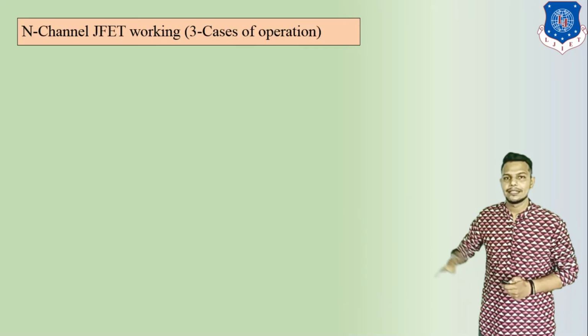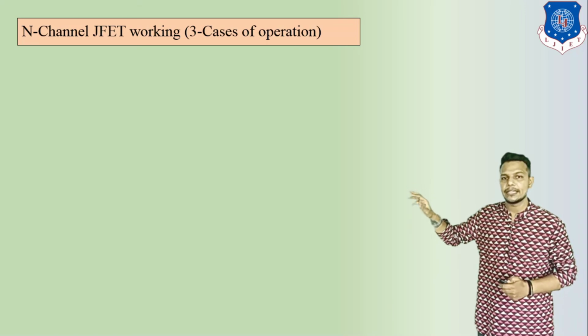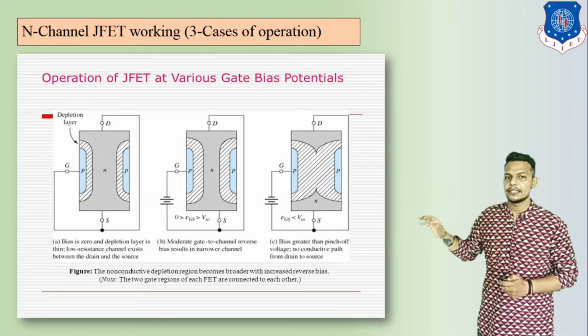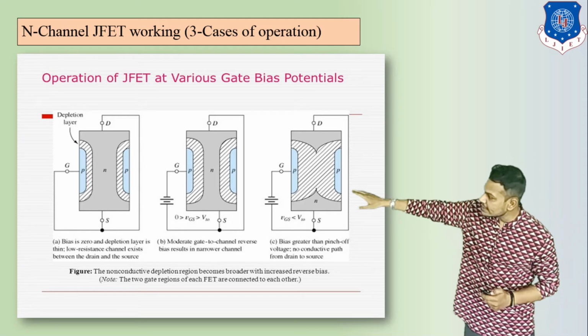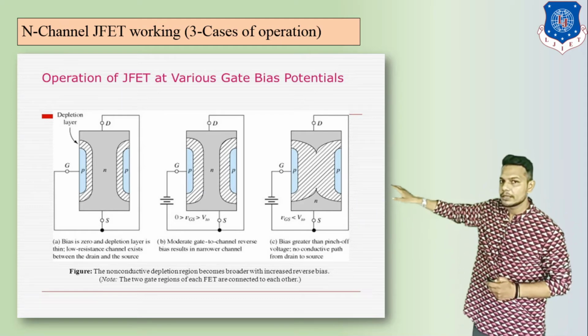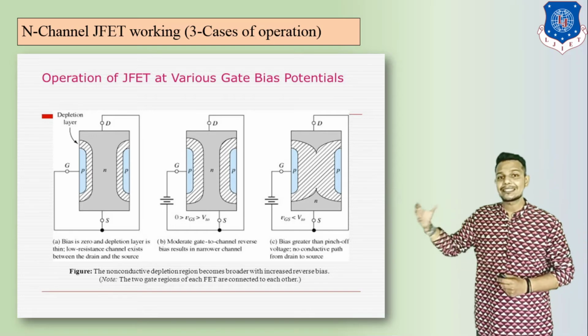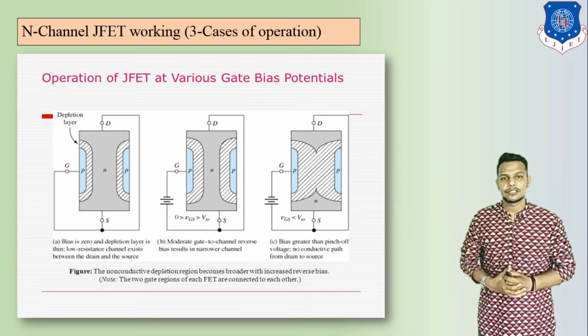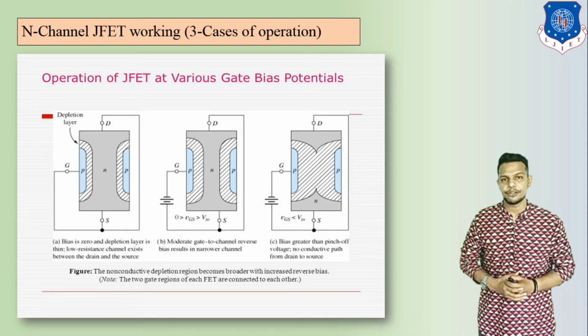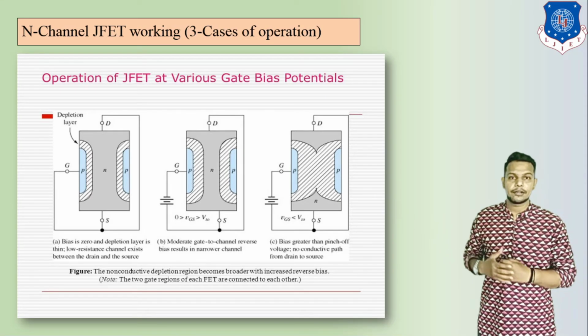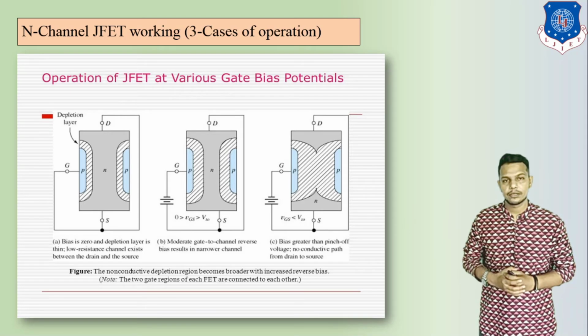So finally, this is the N-channel JFET working with the 3 cases together. Here we can see these are the 3 cases: first case number 1, then case number 2, and last case number 3. So in these 3 cases we can justify this N-channel JFET. Basically it works like a dam gate.